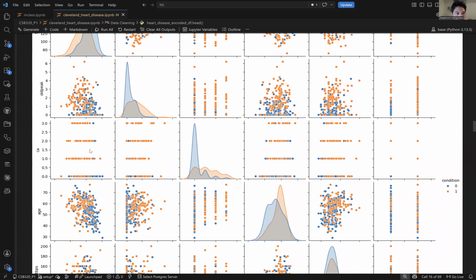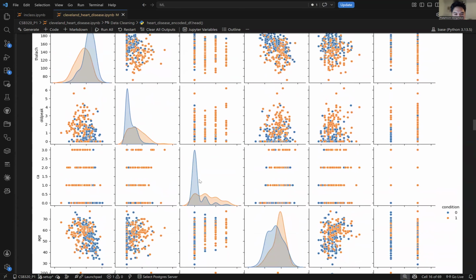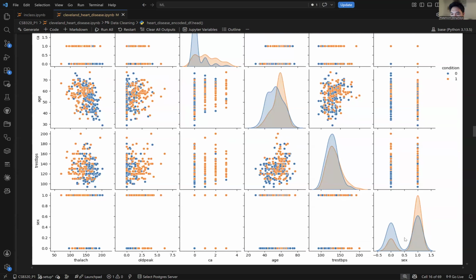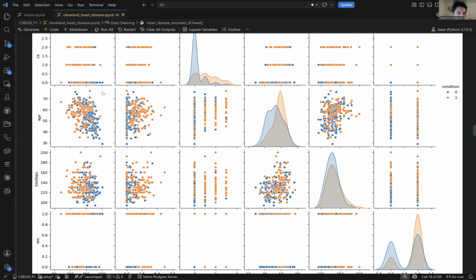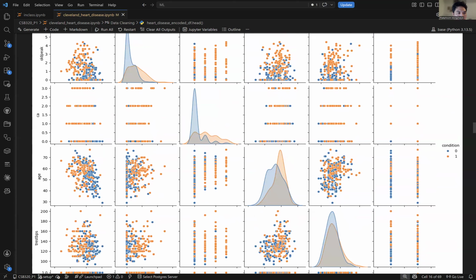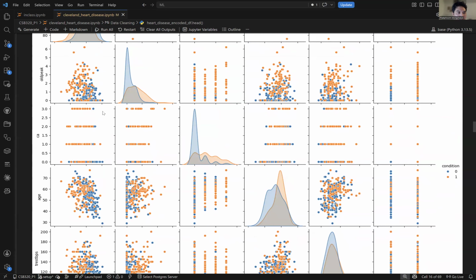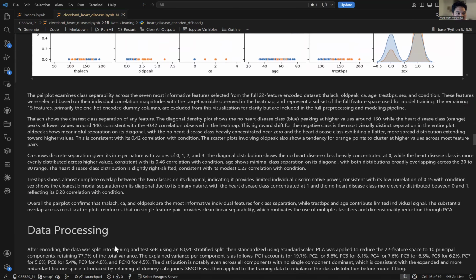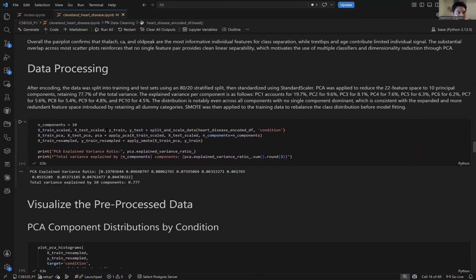Yeah, if you take a look here, and there's a lot of overlap as well, these diagonal plots, not much separability at all. And same goes with the scatter plots. So let's move on. And here is my data processing.